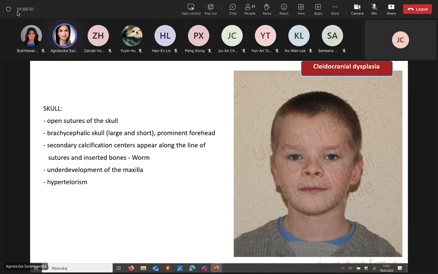I hope that you remember that it's the next group of patients with underdevelopment of the upper jaw. So it was Apert syndrome, Crouzon syndrome, achondroplasia, patient with achondroplasia, and now cleidocranial dysplasia.